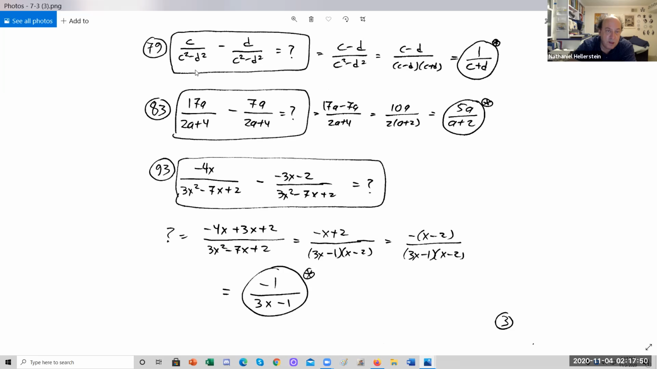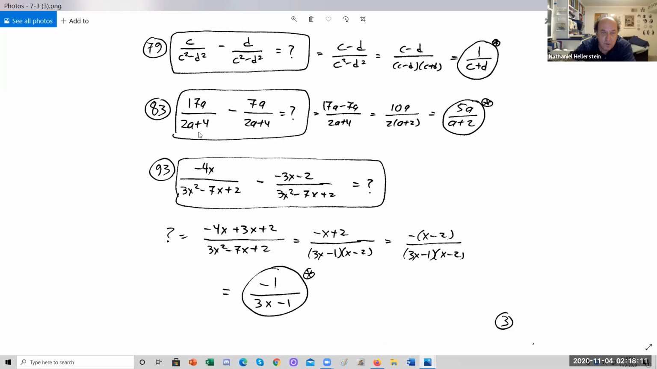C over c squared minus d squared minus d over c squared minus d squared. Okay, common denominator c squared minus d squared. Numerator is c minus d. But the denominator is a difference of squares, so it's c minus d times c plus d. So c minus d cancels and we're left with 1 over c plus d.